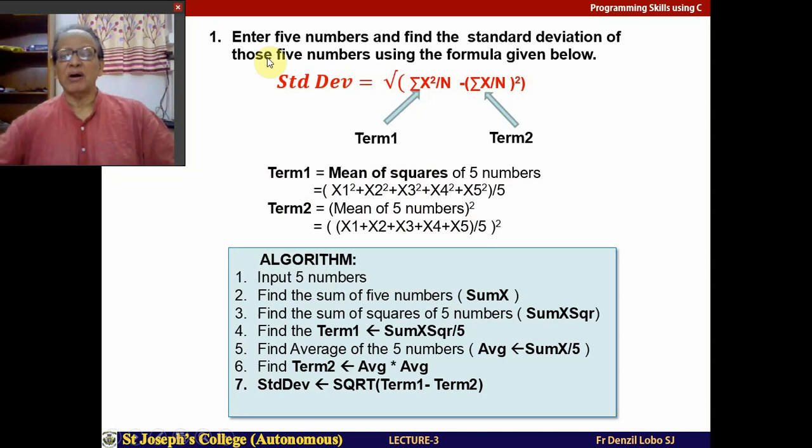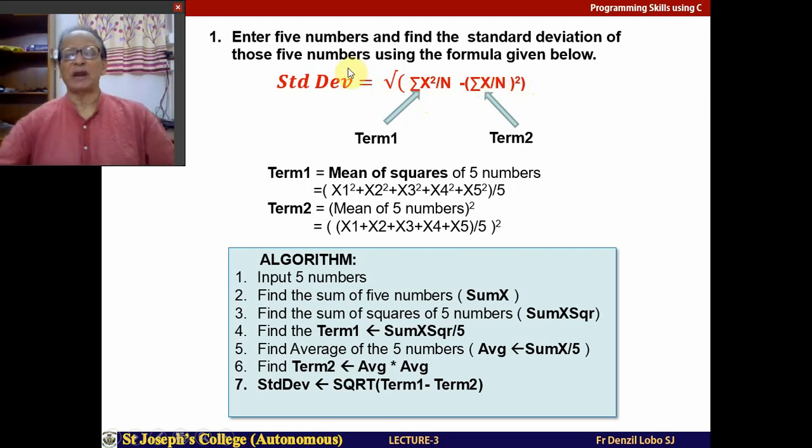And here you have a formula, looks very difficult. Standard deviation is equal to square root of sigma xi squared divided by n, minus sigma xi by n whole square. Now let us try to understand this formula. Let us try to dissect this formula and make it into useful, easy units.